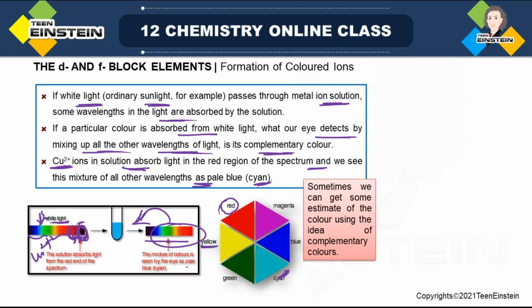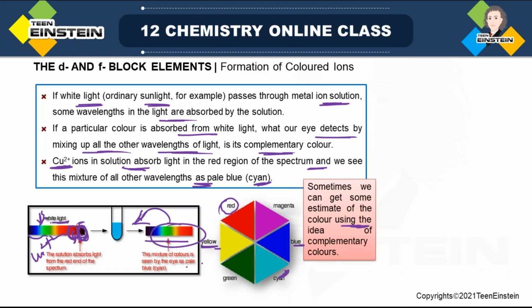When the yellow region is absorbed, you will be able to see the color blue. So if a compound is appearing as blue, that doesn't mean that it has absorbed blue color. Actually, it has absorbed yellow color and the rest of the part is mixed and it is creating the color blue. Okay. So from this color wheel, you can get some estimation of the color.